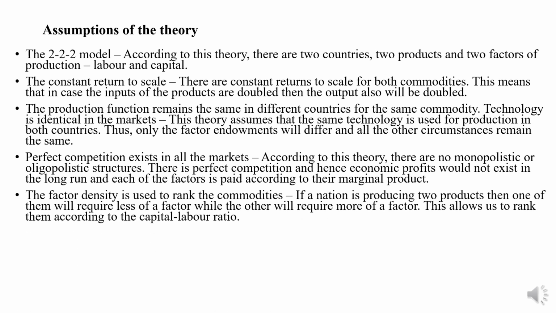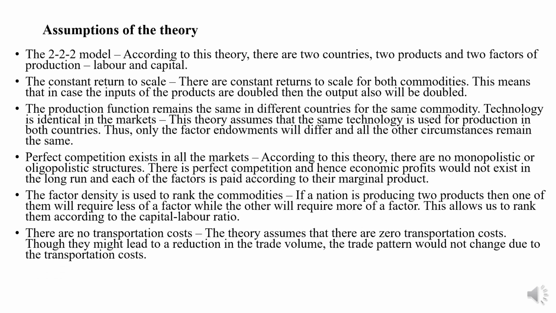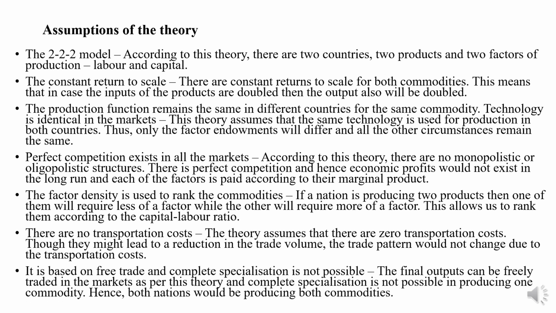The factor density is used to rank the commodities. If a nation is producing two products, then one of them will require less of a factor while the other will require more of a factor. This allows us to rank them according to the capital labor ratio. There is no transportation cost. The theory assumes that there are zero transportation costs, though they might lead to a reduction in the trade volume, and the trade pattern would not change due to transportation cost.